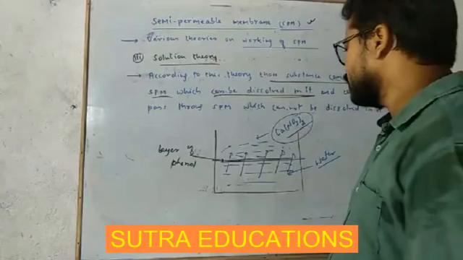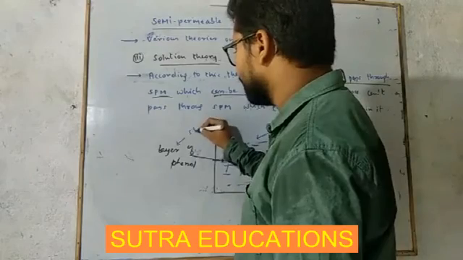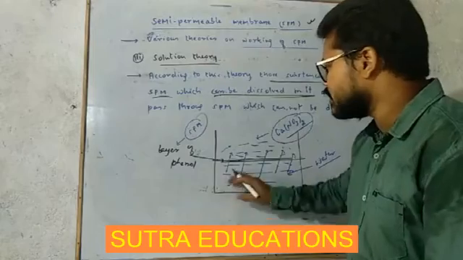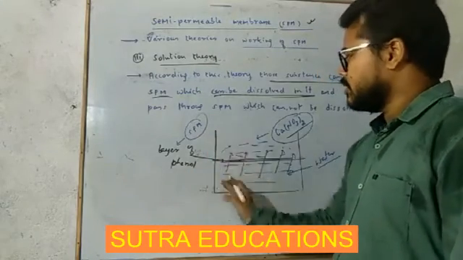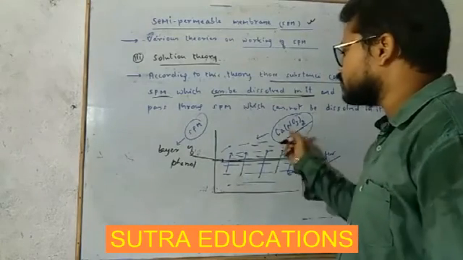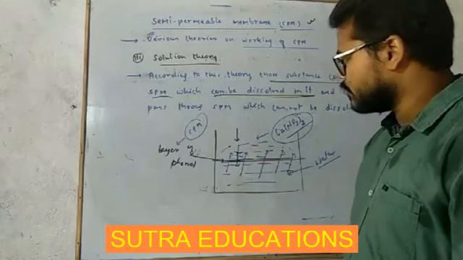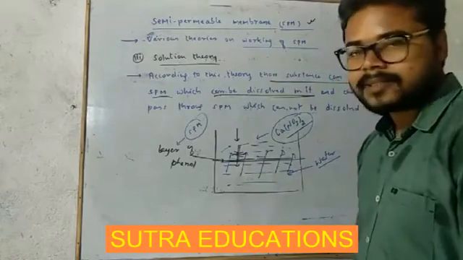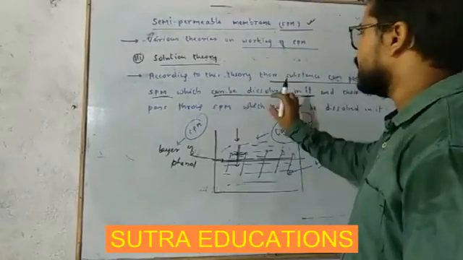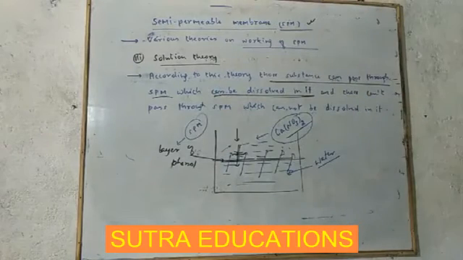Slowly and slowly. Why? Because here the layer of phenol is acting as a semi-permeable membrane, and since water is soluble in it, it passes through the phenol. But calcium nitrate is not soluble in phenol, and that's why calcium nitrate cannot pass through it. Getting this? And that is written here. According to this theory, those substances can pass through SPM which can be dissolved in it, and those cannot pass through SPM which cannot be dissolved in it.